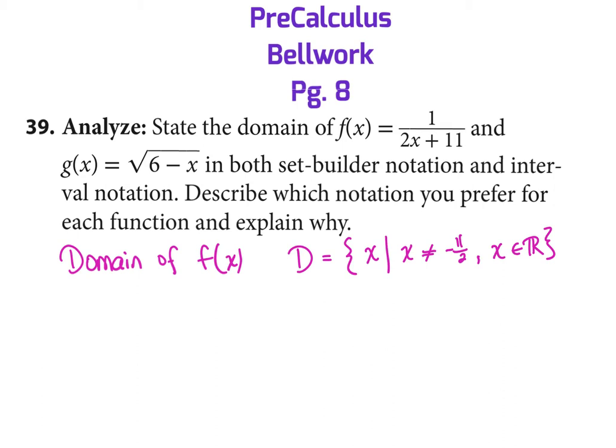The other way they wanted you to write this was interval notation. So interval notation, you start with the assumption it's negative infinity to positive infinity. And then what's my limitation? In this case, just one number from negative infinity to positive infinity is my limitation. So if I were to write the same thing but in interval notation, I would go from negative infinity to negative 11 halves, union with negative 11 halves to positive infinity.